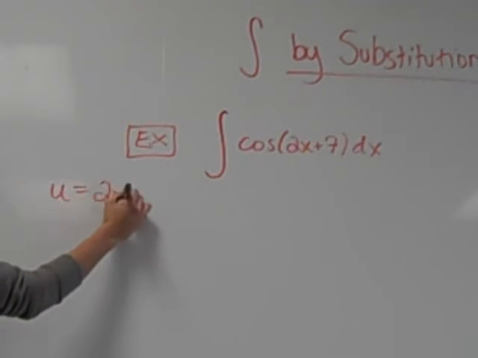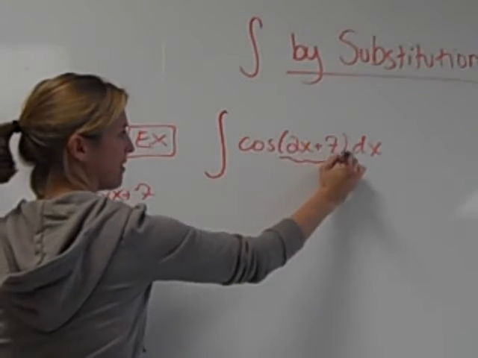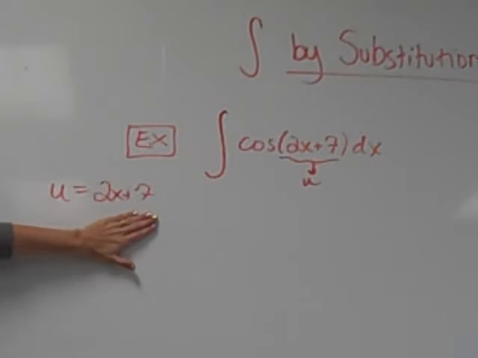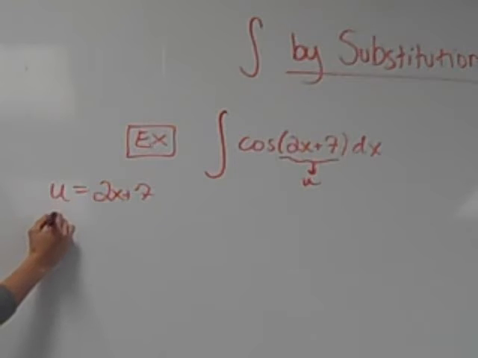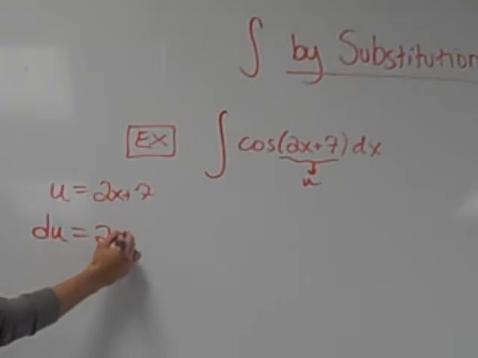So I'm going to pick u to be 2x plus 7. Because if u is 2x plus 7 and I substitute that, I'm going to get an easy problem: the integral of cosine of u. But I can't just do that without this next step. If u equals 2x plus 7, I also have to figure out what the derivative of u would be. So if I pick u to be this, what would the derivative be? 2. And technically, it would be 2 dx.